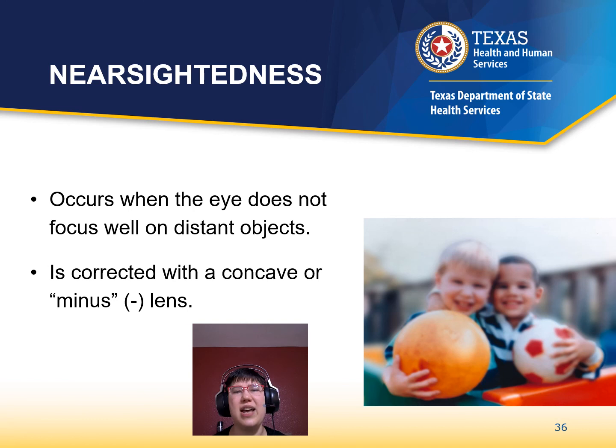Nearsightedness occurs when the eye does not focus well on distant objects. It's corrected with a concave or a minus lens. To me, these close kids look pretty blurry too. I don't have a good answer to how accurate this is for nearsighted because, as I said, I also have pretty significant astigmatism and also a lot of asymmetry between my eyes.